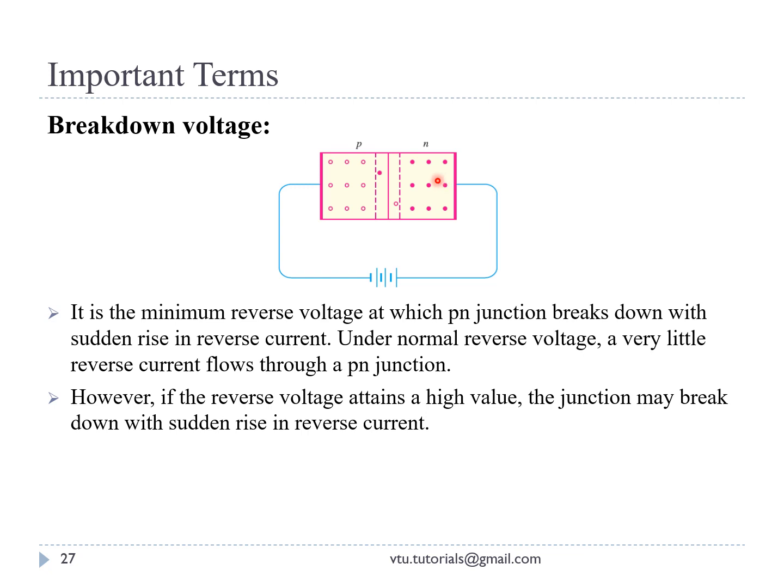This breakdown results in a large number of electrons that in turn give a large reverse current with the high voltage. So when the voltage is increased beyond this with the higher current, there will be a breakdown of the junction. Hence, it is called the breakdown voltage at the point where the breakdown of the junction occurs.